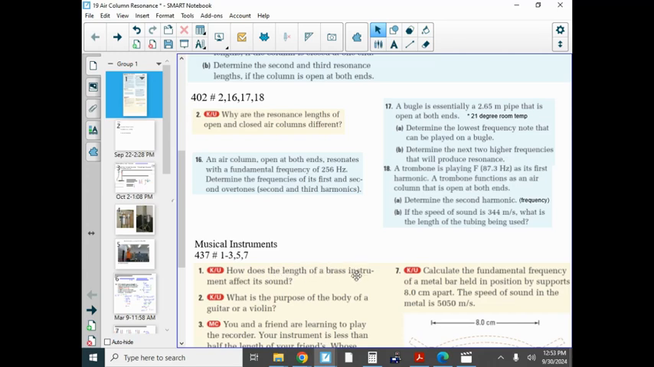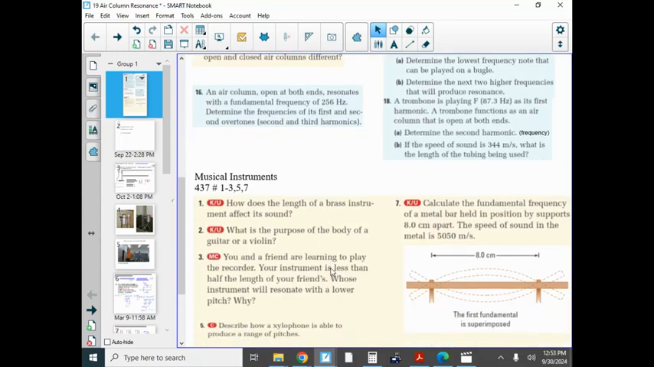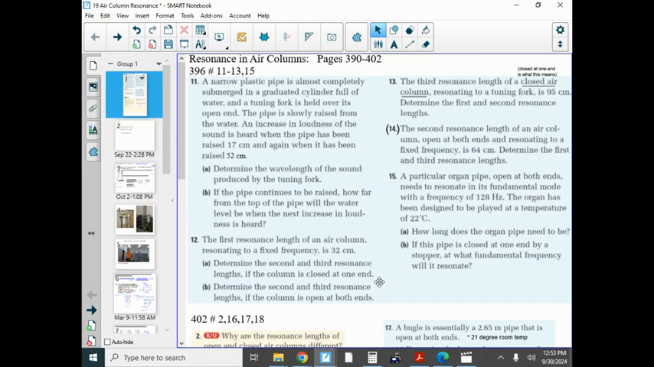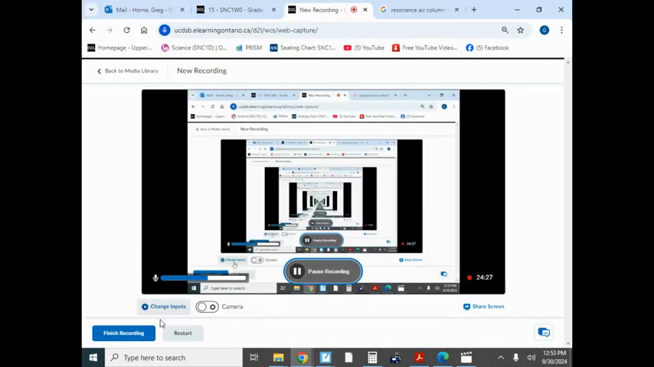How does the length of a brass instrument affect its sound? Well, obviously, the longer the length, the lower the sound it's going to resonate with. Purpose of the body of a guitar or violin, we've already mentioned: the amplification, of course. These aren't long, drawn out questions, some of them. And then up here we have some calculation questions, like the stuff we did in the lesson. Okay, so hopefully that all makes sense to you. And yeah, thanks for watching.